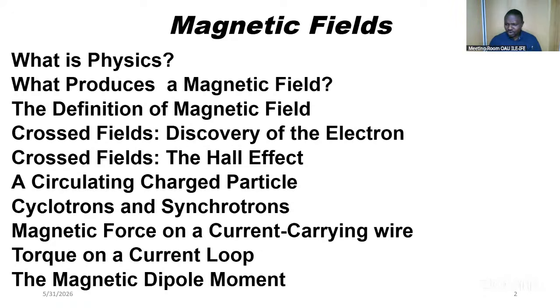And not only that, I will also explain the definition of magnetic field. I will also explain the discovery of the electron in the form of the cross field. Under that, we want to discuss whether it is possible for an electron inside a vacuum to be deflected by a magnetic field. That is what we are going to discuss under the first cross field.